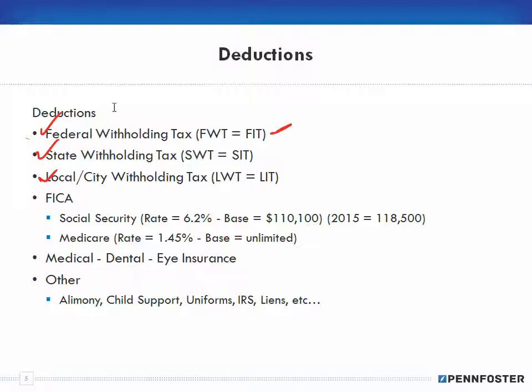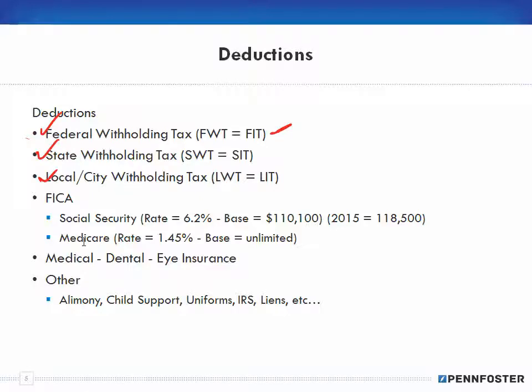Okay, so for our deductions, we had federal withholding, state withholding, and local withholding. And again, the federal we're going to cover in a lot more detail in a few other videos. So we did our state and local, which is nothing more than a percentage. The next thing that most people have a deduction for is FICA. All right, and FICA is made up of two parts: Social Security and Medicare.